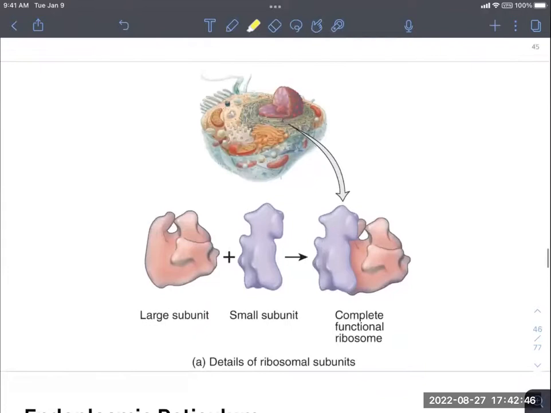So here's how we show the large subunit that attaches to the smaller subunit. That's how we get a complete functional ribosome. This ribosome has come off of the rough endoplasmic reticulum up here.